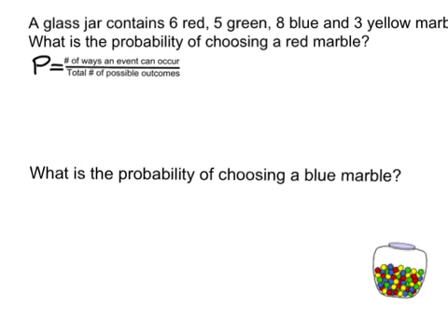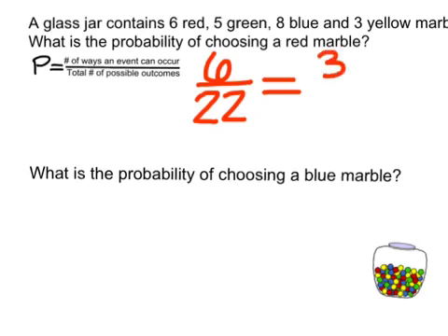If there are 6 red marbles in the bag, that's going to be the amount of ways that we're going to be able to pull it out. There's only 6 ways that we're going to be able to pull out a red marble. Over 22. The total amount of marbles in the bag is going to be the total number of possible outcomes. Right, we need to reduce it. When we reduce that, we get 3 over 11. So we have a 3 in 11 chance of pulling out a red marble from that jar.